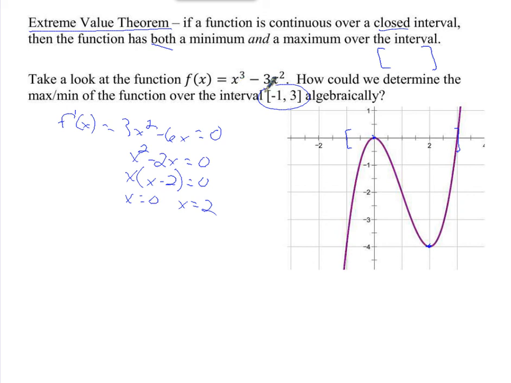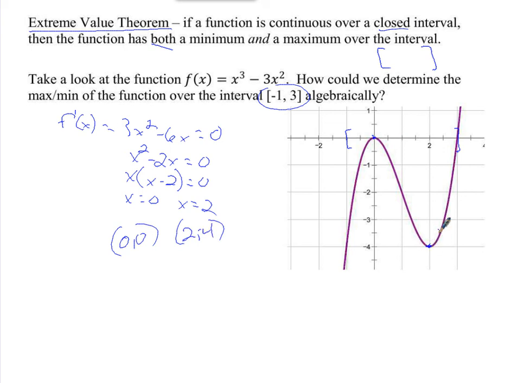So obviously if I do that, I have an extreme value at 0, 0, and also another one at, if I take 2 and plug it in, I get 8 minus 12, negative 4. So 2, negative 4. 0, 0, definitely. 2, negative 4, definitely.